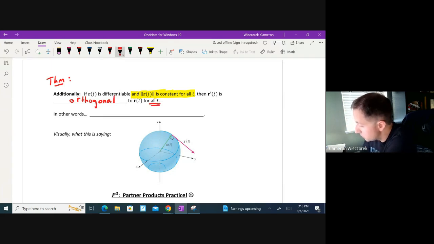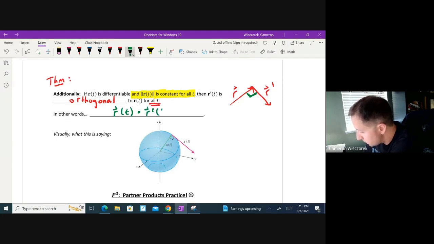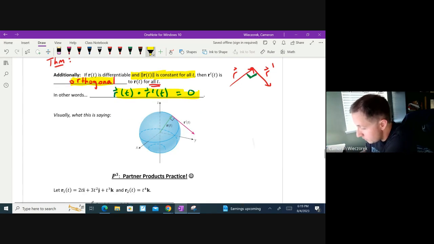So in other words, your position vector and your derivative vector, your tangent vector, will always form a right angle so long as the magnitude of R is constant. Well, what is that another way of saying? That's saying R of t dotted with R prime of t will have to equal 0. That was our definition of two orthogonal vectors, right? Their dot product has to be 0. Okay, so this is a useful property.